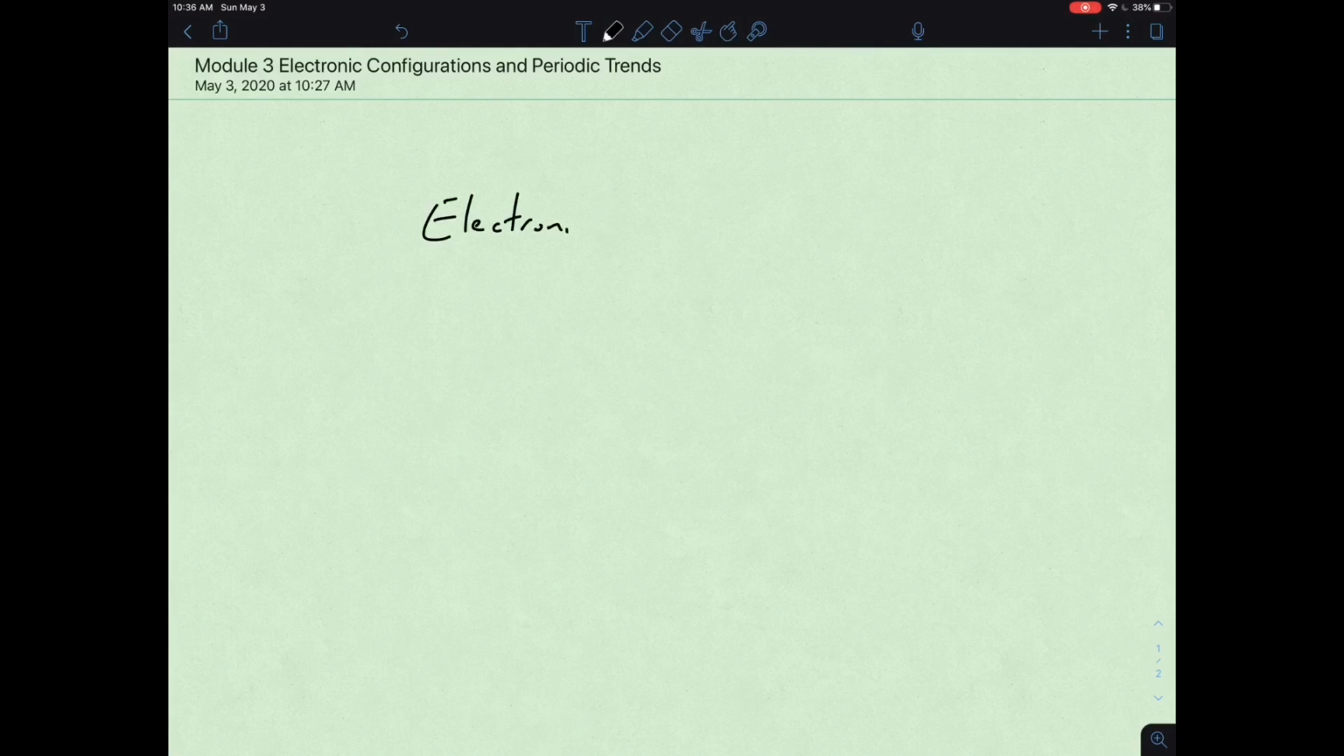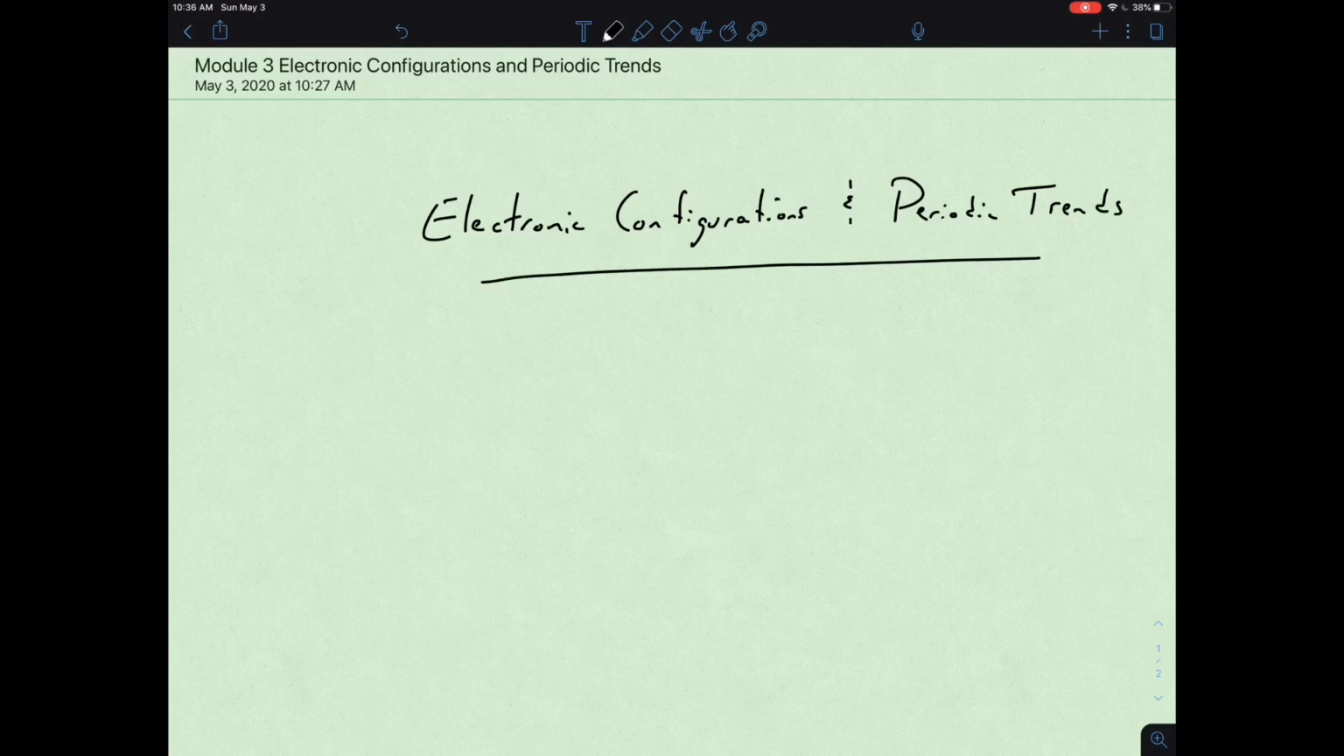We're now getting into electronic configurations and periodic trends. So that's the topic of Module 3.